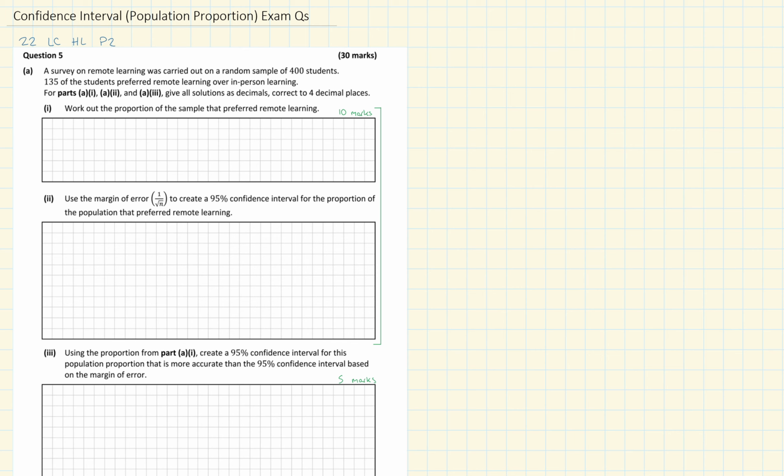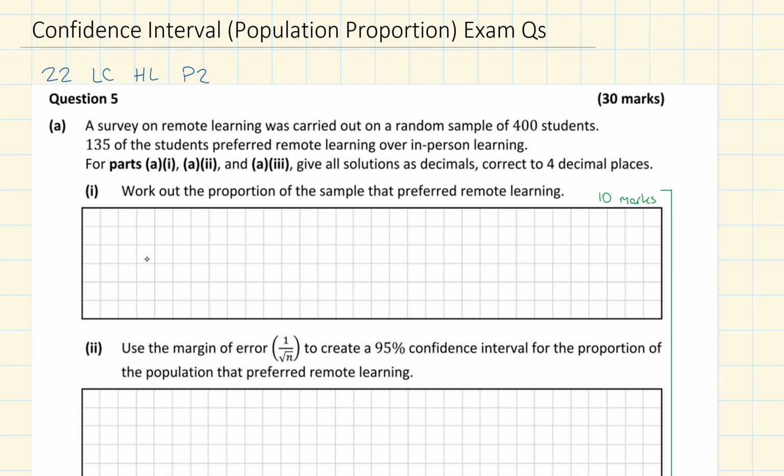Okay, so in this video we are going to have a look at a confidence interval for a population proportion exam question. It's from the 2022 higher level paper 2, question 5. A survey is carried out on a random sample of 400 students, 135 of them preferred. So that's our population proportion. Parts 1, 2 and 3: give all solutions as decimals correct to 4 decimal places.